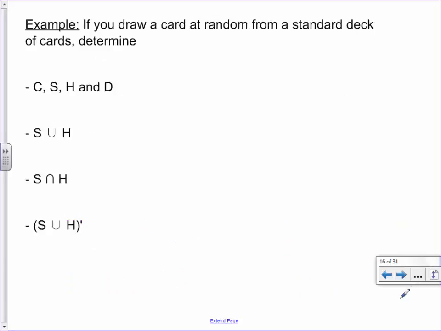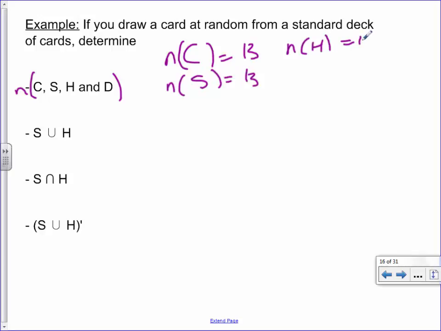Okay, let's try an example using cards, because you guys love card games, right? Let's determine if you draw a card at random from a standard deck of cards. Let's figure out the clubs, spades, hearts, and diamonds. And I'm just going to put an N in front of it, maybe to make it more clear. How many cards are out there that are clubs, spades, hearts, and diamonds? 52. Okay. Can we do them individually? The number of clubs would be 13. The number of spades would be 13. The number of hearts would be 13. The number of diamonds would be 13.